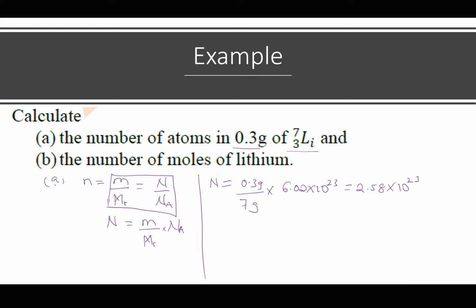Then for part B, the number of moles of lithium. You can take any part that you want. The number of moles of lithium is going to be the mass divided by the molar mass. Without even wasting any time, this is direct: 0.3 grams divided by the molar mass, which is 7 grams. When you press your calculator, 0.3 divided by 7.